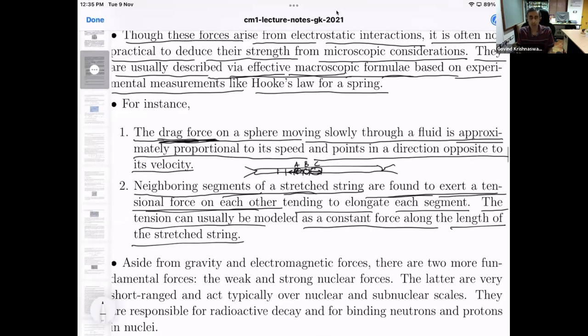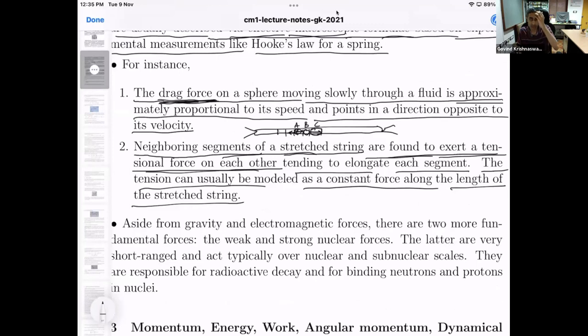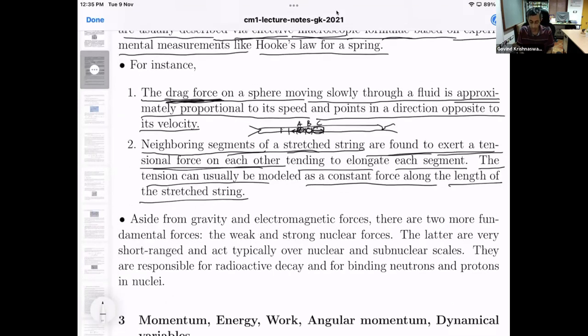So these are called emergent or phenomenological forces, unlike gravity. So let me make a statement about that. So aside from gravity and electromagnetic forces, which we will designate as fundamental forces, there are two more fundamental forces, namely the weak and strong nuclear forces, which we are not familiar with in everyday life, except in some exceptional situations. So the strong and weak nuclear forces are very short-ranged. They typically act over nuclear and subnuclear distances.